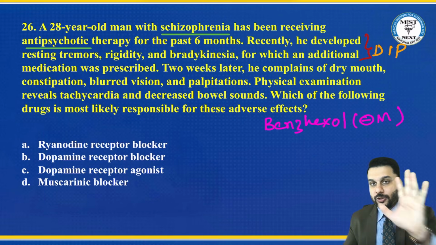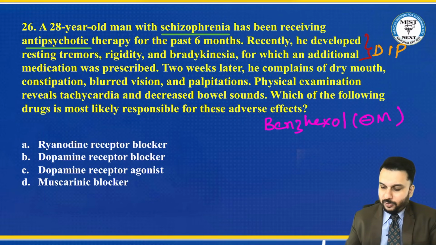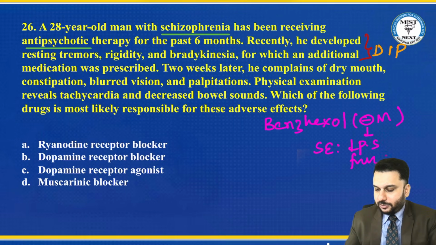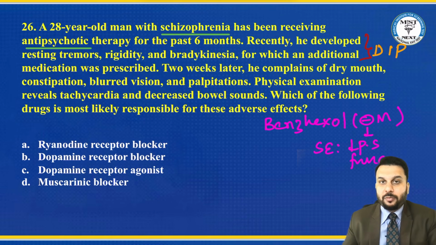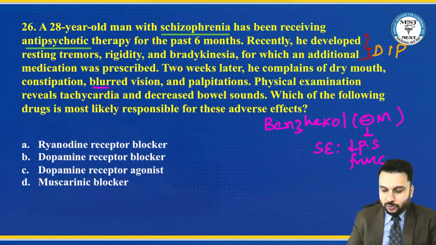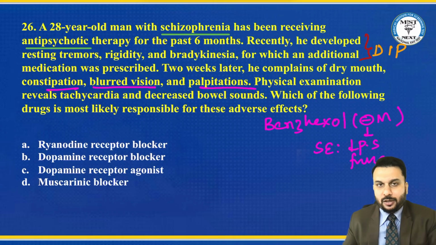Features will be opposite of dumbbells. Opposite of dumbbells. Muscarinic block. Side effects will be decreased parasympathetic functions. Opposite of dumbbells means dry mouth. Mydriasis. Mydriasis will lead to blurred vision. Constipation. Palpitation due to tachycardia.